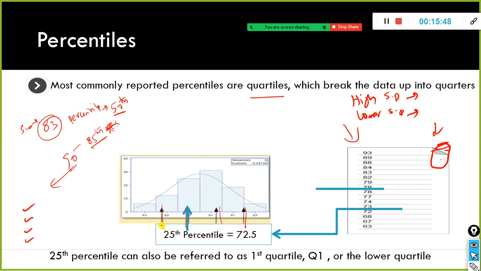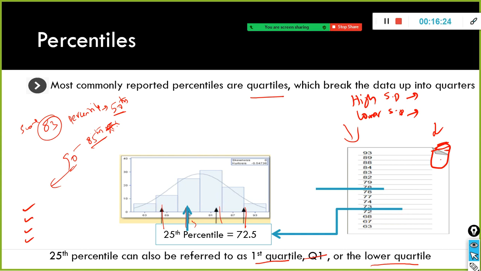The first part is the 25th percentile. The second one is the 50th percentile. We don't say 50th percentile, instead we say median, and then the 75th percentile. We don't say 100th percentile. The 25th percentile can also be referred to as the first quartile, Q1, or the lower quartile. And the 75th percentile can be referred to as the third quartile, Q3, or the upper quartile.